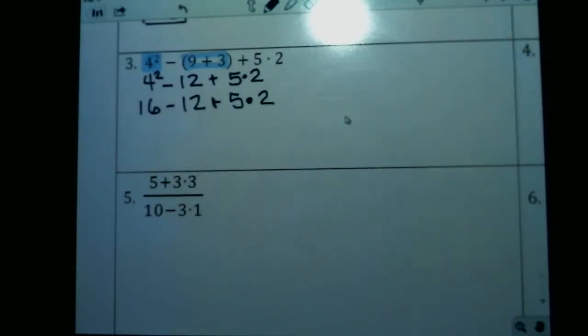So now we're ready to do multiplication and division. The only thing we see is right here where we have 5 times 2. So we have 16 minus 12 plus 10. Now we're down to the last step where all we have is subtraction and addition, and we do them in the order they occur, going from left to right. So 16 minus 12 is 4, plus 10, and 4 plus 10 is 14, which is our final answer.